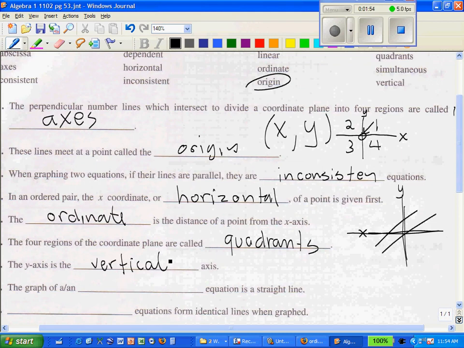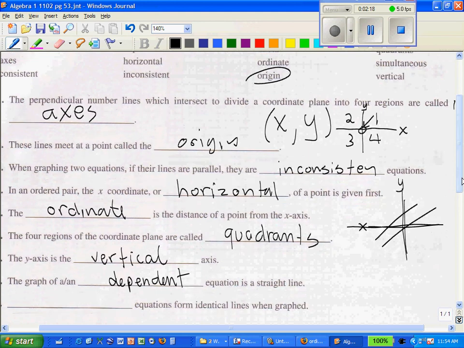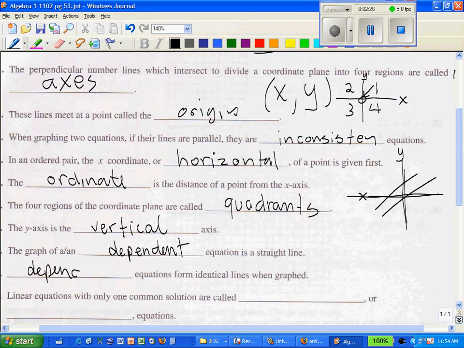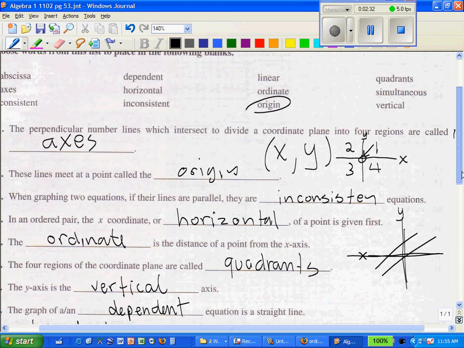And the graph of a blank equation is a straight line. The graph of a simultaneous equation, no, of a consistent, I'm sorry, no, of a dependent equation is a straight line. The blank equation forms identical lines when graphed. Dependent. Okay, so that means that the other one has to be wrong, right? Let's see. Dependent.